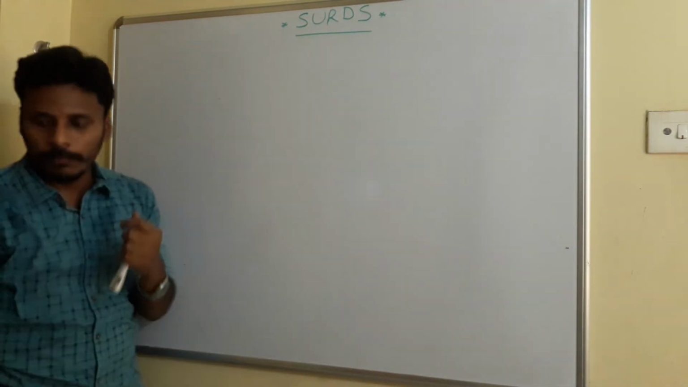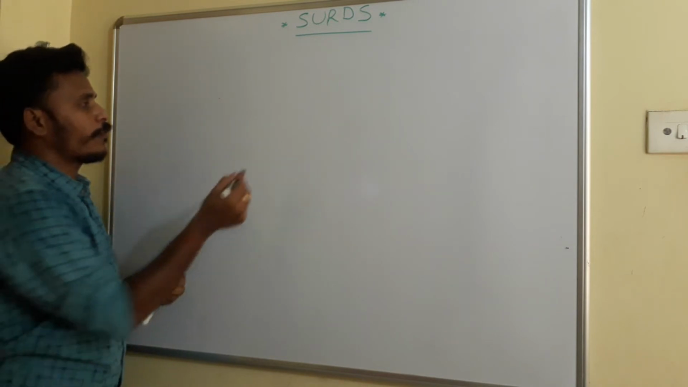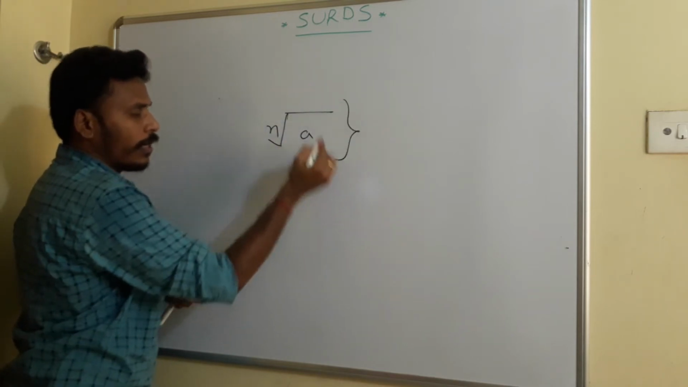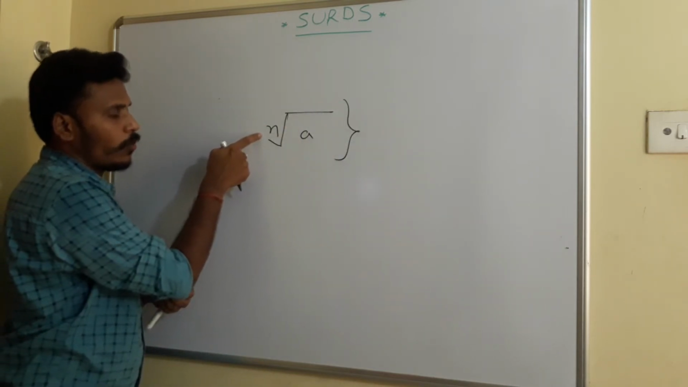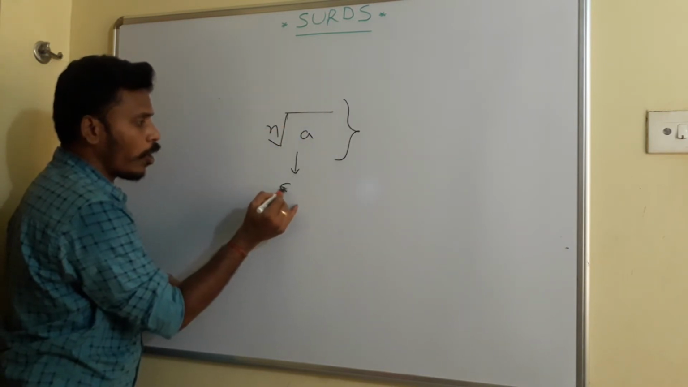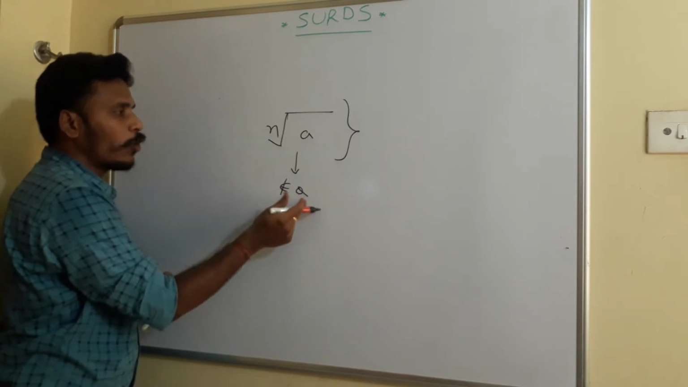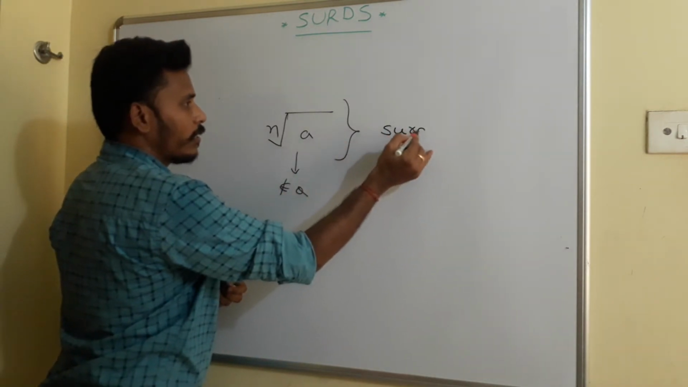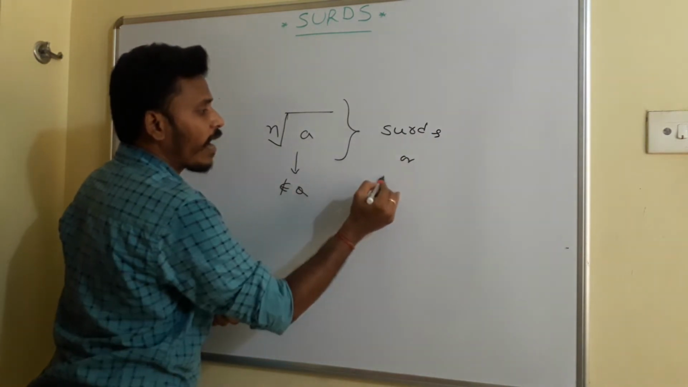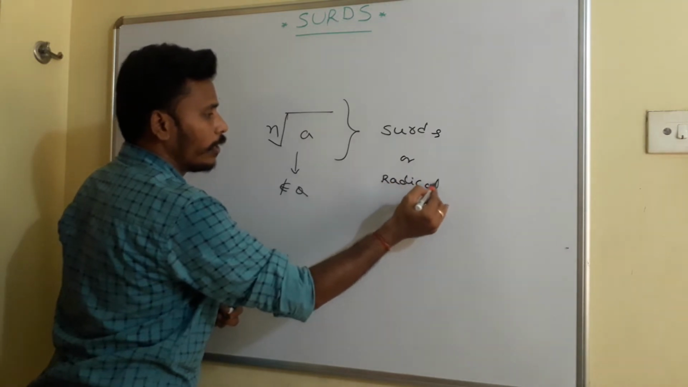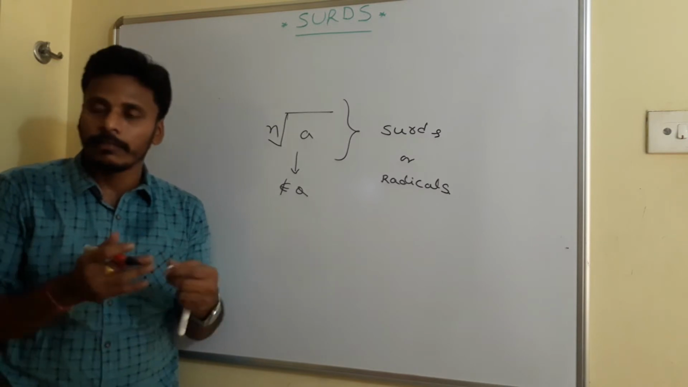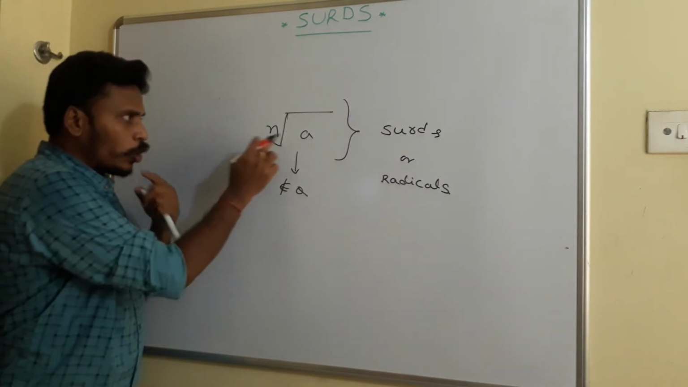See, if you say nth root of a, with certain specifications: n is a natural number not equal to 1, a is a positive rational number, and nth root of a does not belong to the rationals. That means we can't simplify it to a rational, then we call it a surd. These surds are also mentioned as radicals. Just remember the word, surds and radicals are both the same. Root 7 is a surd as well as a radical. Nth root of a is a surd.